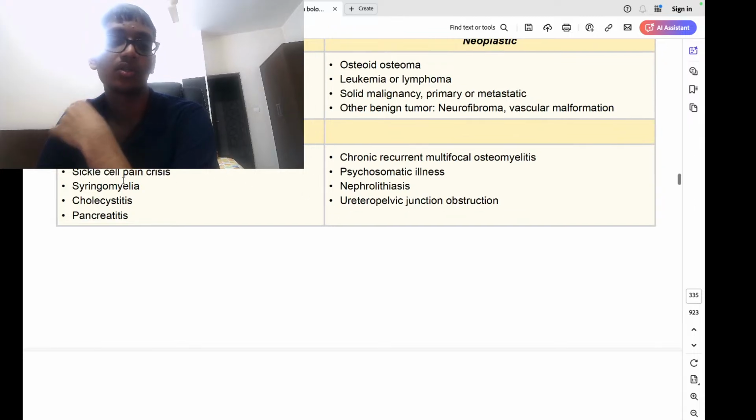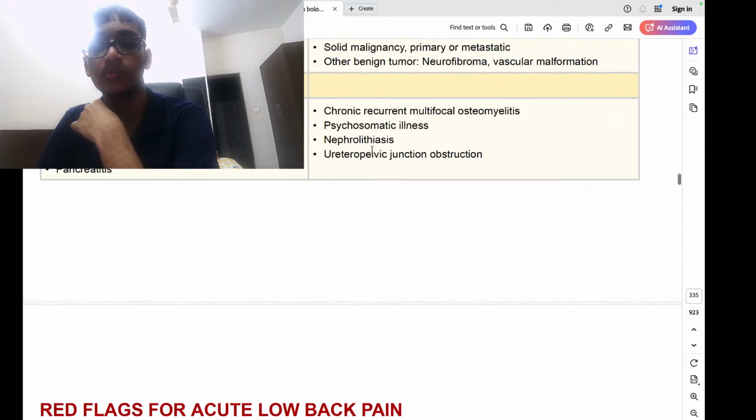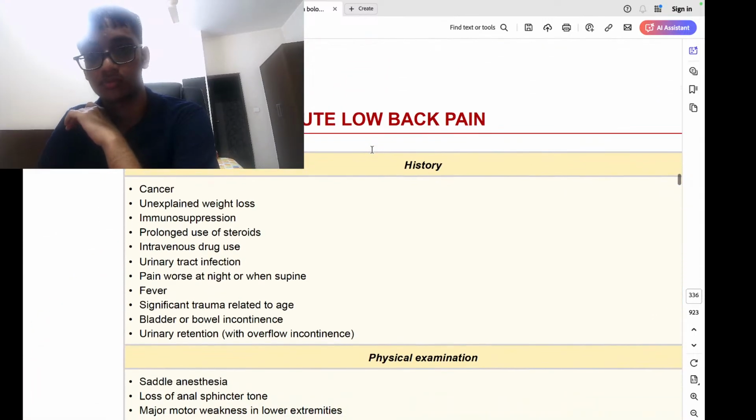Others, you have appendicitis, sickle cell pain, hepatomegaly, cholecystitis, and pancreatitis. You have chronic recurrent multifocal osteomyelitis, psychosomatic illness, nephrolithiasis, ureteropelvic junction obstruction.